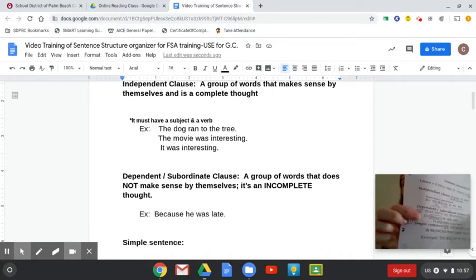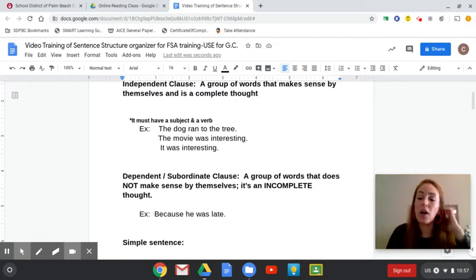Dependent signal word. If you need to, at any time during this video, pause it if I'm going too fast for you to write, okay? And then you can keep playing. Because he was late. Because is a dependent signal word.